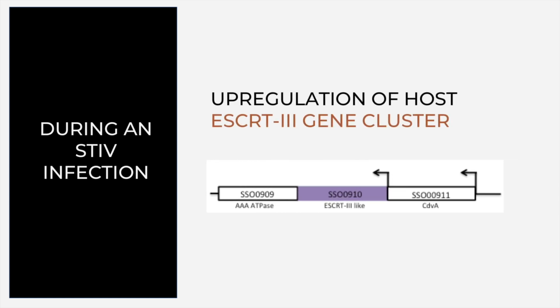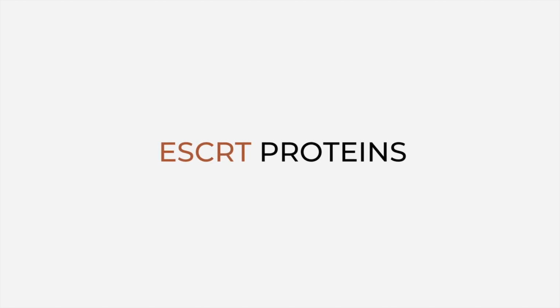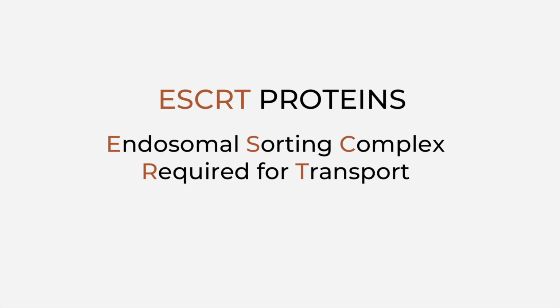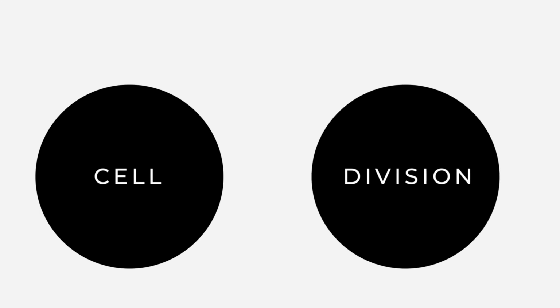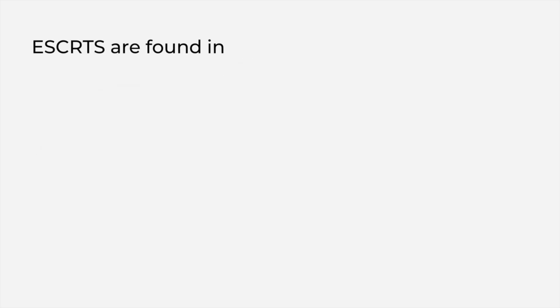During an STIV infection, it has been found that there is an upregulation of the host ESCRT-III gene cluster, indicating that STIV may be utilizing ESCRTs during its replication cycle. ESCRTs, or endosomal sorting complexes required for transport, are proteins that are used in many cellular abscission processes. One example is during cell division, where these proteins act as the final pinchers to separate the cells into two. Interestingly enough, some viruses can even hijack these ESCRT proteins to continue infecting other cells. ESCRT proteins are found in all eukaryotic cells and in some archaea.